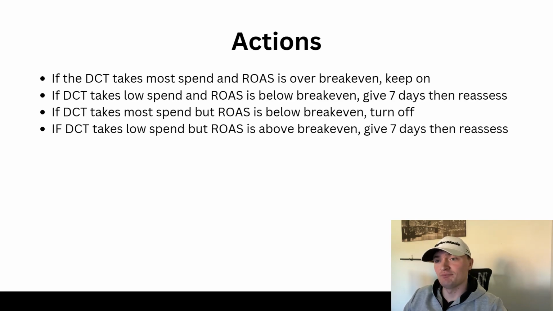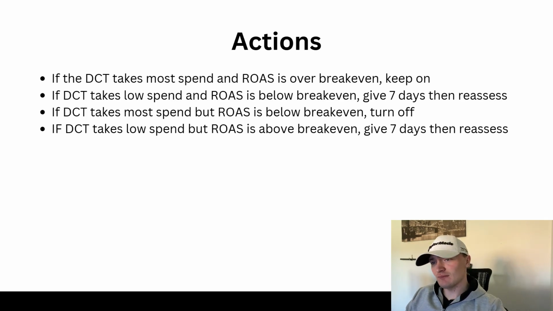Very, very simple. Now, if the DCT takes a low amount of spend and the ROAS is below break even, we give it an extra 2 days to begin with. So if this is by day 3, we give it an extra 2 days, to 5 days total, and then potentially 7 days, and then reassess from there, because sometimes it can take a while for the budget to optimize in the ad account. Facebook will spend more money on the ad that it thinks is going to perform better. But sometimes, if an ad is newly uploaded and an existing ad is already performing pretty well in the ad account, Facebook is going to be pretty selfish to the existing ad and not give any spend to the new ad.